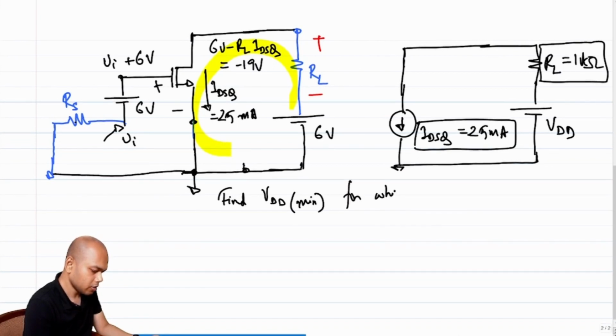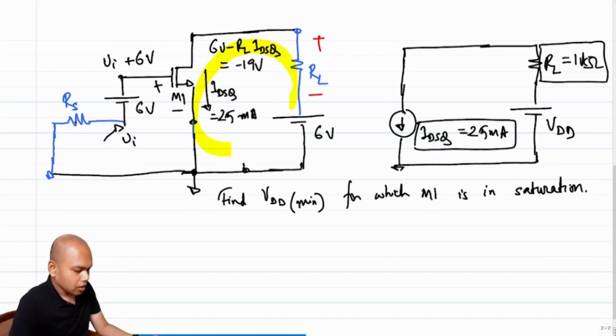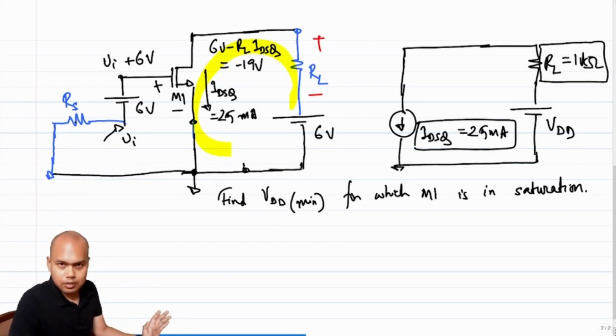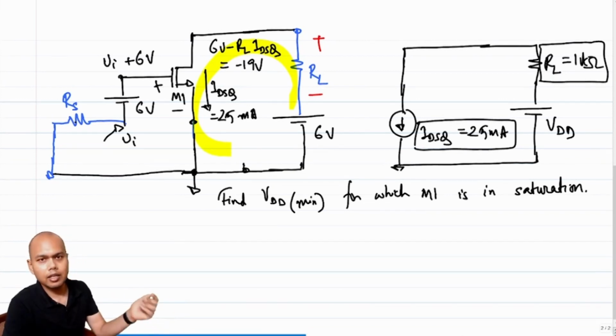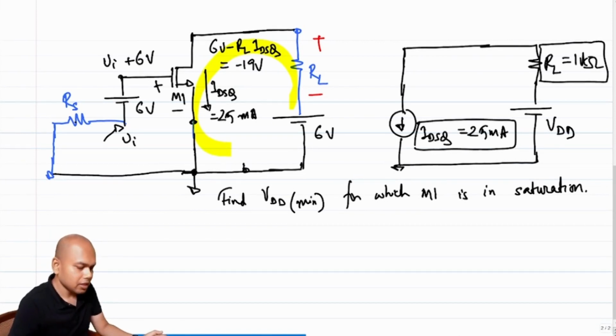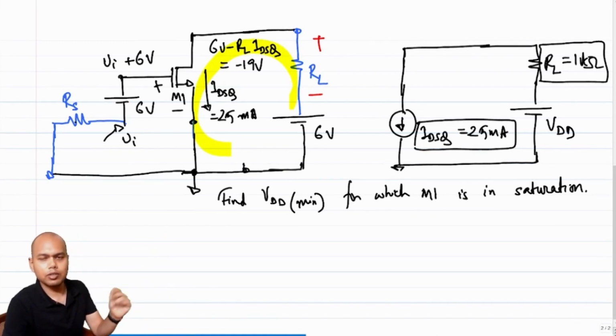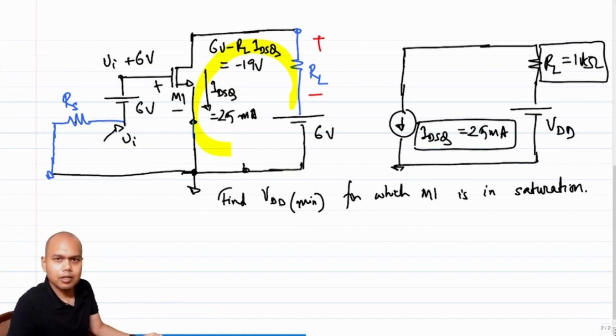for which, let me call this MOSFET M1 instead of repeatedly writing MOSFET, M1 is in saturation, right? Why do I say minimum? Because clearly 6 volt is not sufficient, which means I need higher and higher VDD, right? So the hope is that if I raise the VDD, the transistor will go closer and closer to saturation, and then we will reach that magic VDD value for which the transistor is actually in saturation, right?